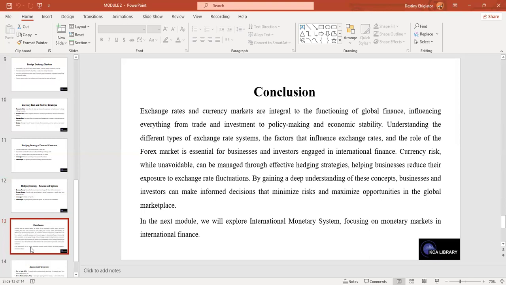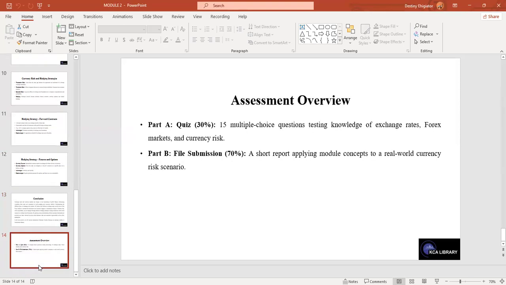In the next module, we'll explore international monetary systems, focusing on monetary markets in international finance. That will be all for module 2. At the end of this module, there's an assessment overview where part A is a quiz and part 2 involves a report. I'll see you in module 3.